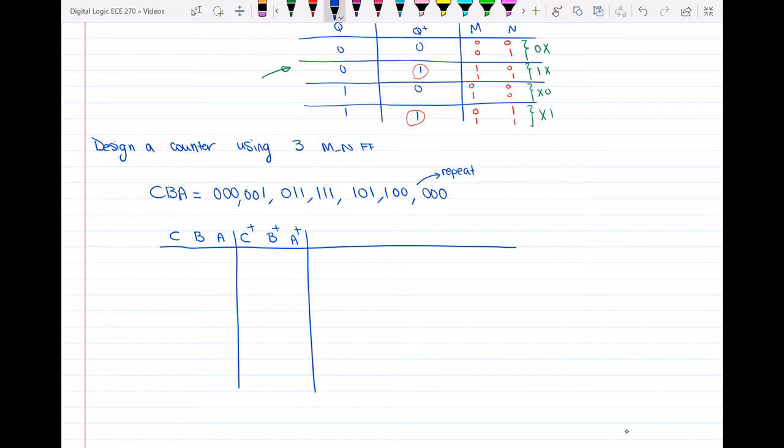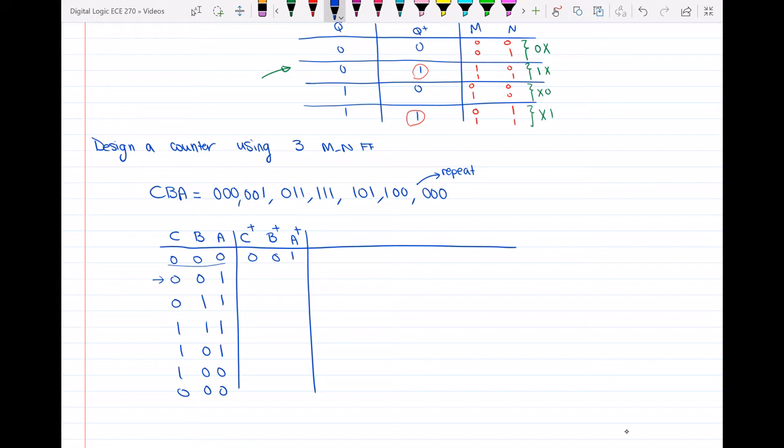So let's see what is the sequence for CBA. It is 0, 0, 0, 0, 0, 1, 0, 1, 1, 1, 1, 1, and 0, 0, 0, which is repeating the same sequence. Now I want to fill in for C plus, B plus, and A plus. For example, when we are at 0, 0, 0, what is the next state that the counter will count? You see it is here. So we have 0, 0, 1.